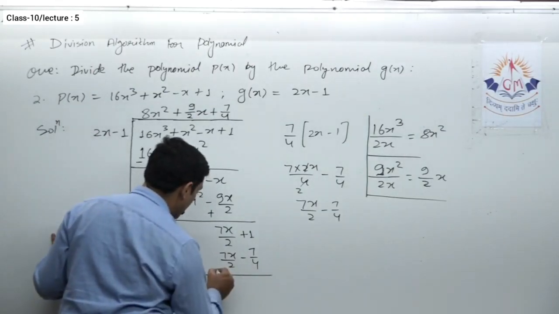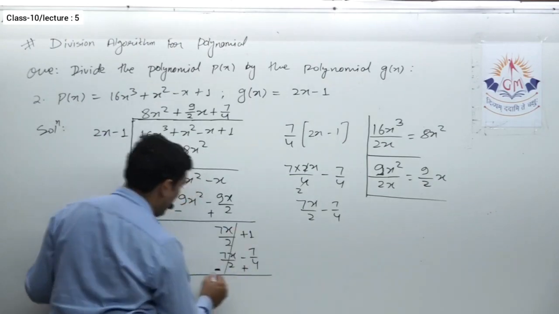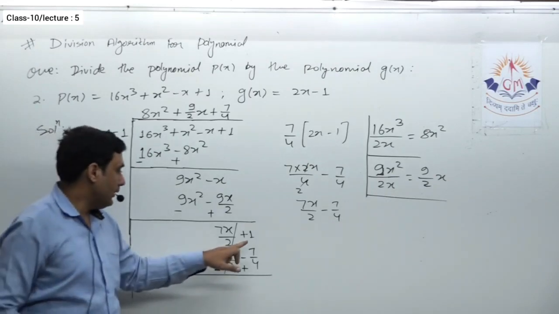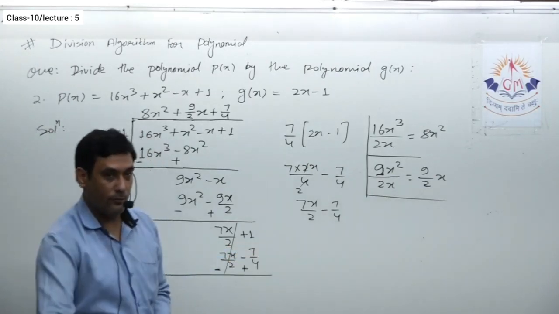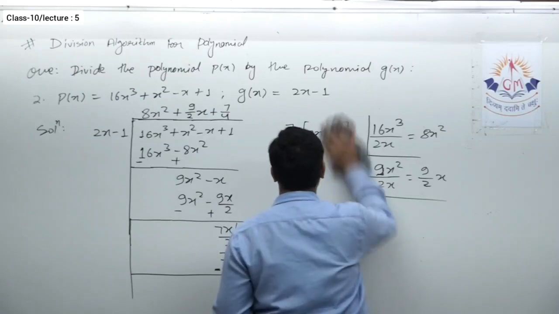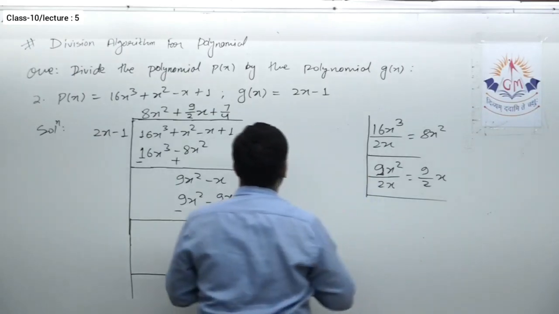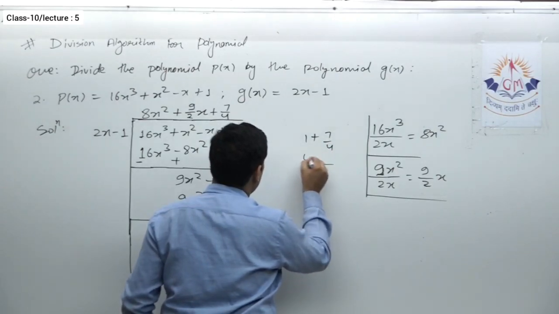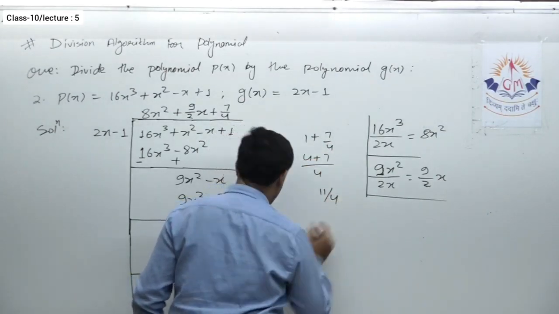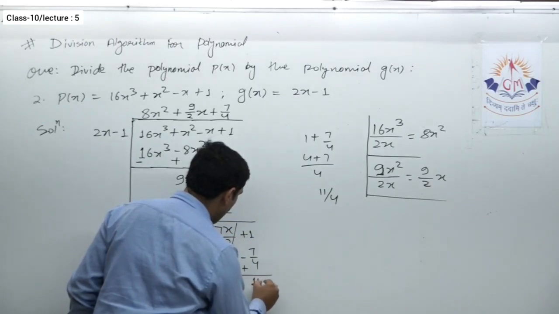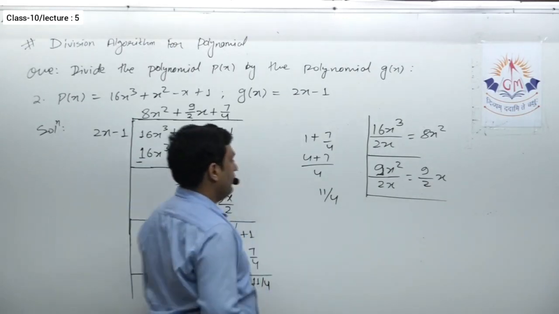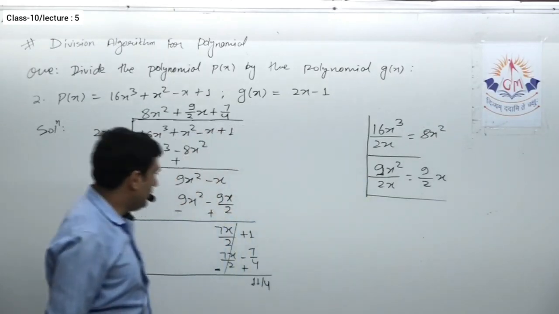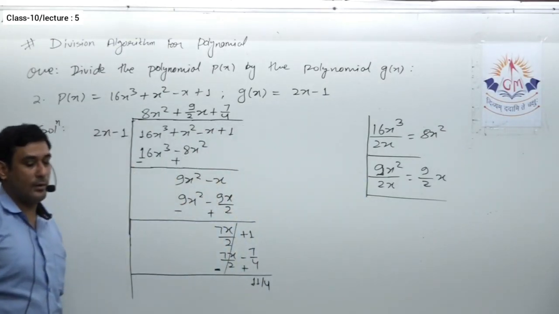So when I subtract, this will be minus, this will be plus. This will cancel out: positive 7x by 2, negative 7x by 2. Now here I have 1 plus 7 by 4. So 1 plus 7 by 4 gives you, here the LCM will be 4, 4 plus 7, that is 11 by 4. So here I get 11 by 4. Okay, I hope this is clear to you. So first of all note it down, then I will explain you this once again.